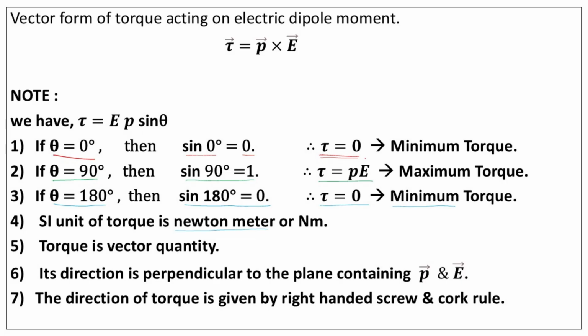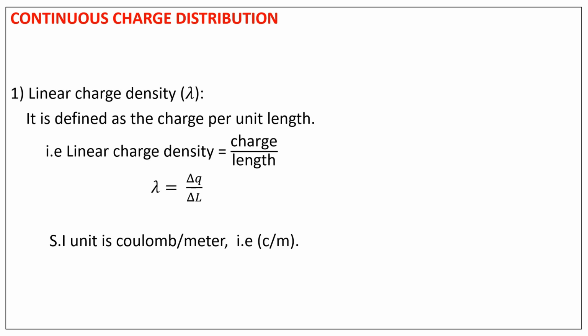Next, continuous charge distribution. 1. Linear charge density, denoted by lambda. It is defined as the charge per unit length. That is, linear charge density is equal to charge by length. That is, lambda is equal to delta Q by delta L. SI unit is coulomb per meter.